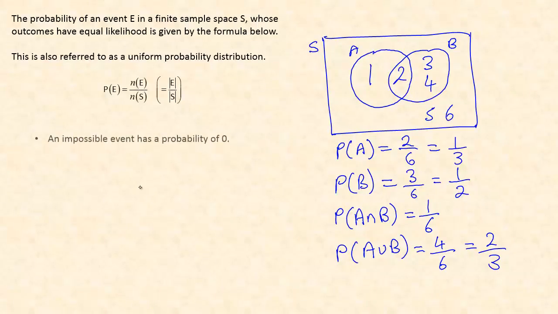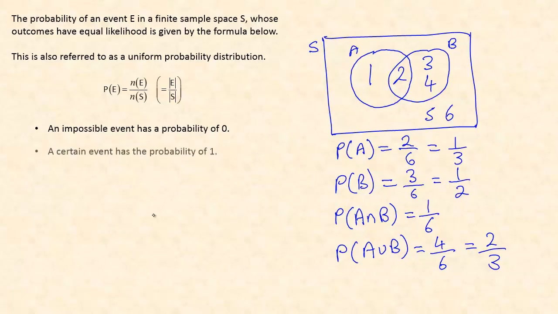Now, some points to remember. An impossible event has a probability of 0. That's part of our definition of probability. A certain event has the probability of 1. So it's certain that the outcome here would be within the sample space, which is why the probability of S is 1.